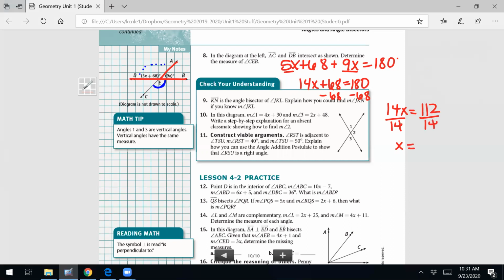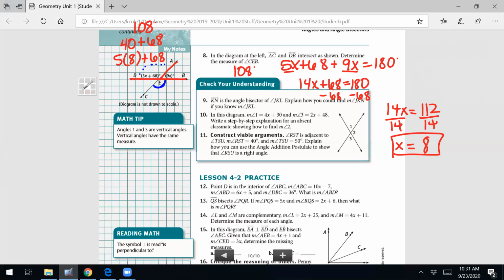So x equals 8. Now, again, I need to know what this angle is. So I'm going to plug in for its vertical angle, the one that's directly across from it, and that is going to give me the answer. So we've got 40 plus 68, so that's 108. So our answer is 108 degrees.